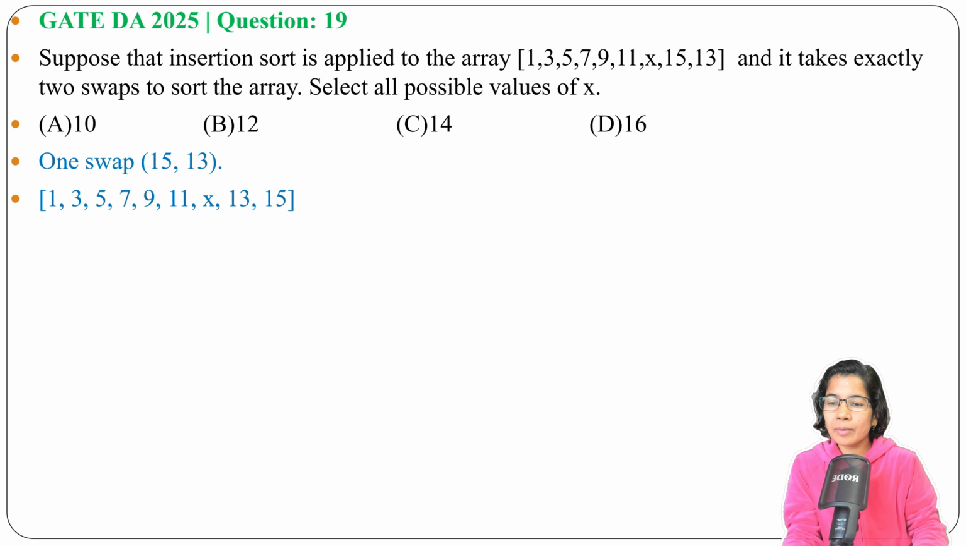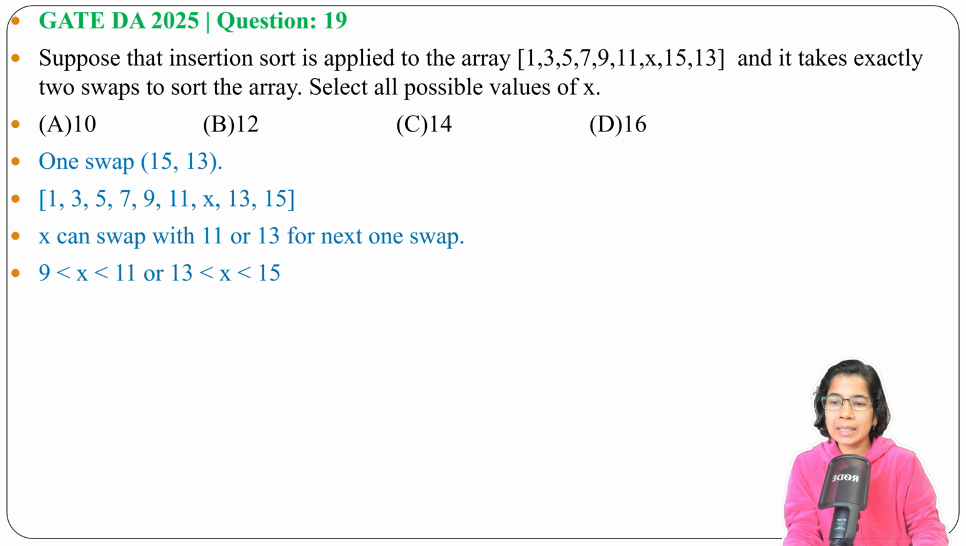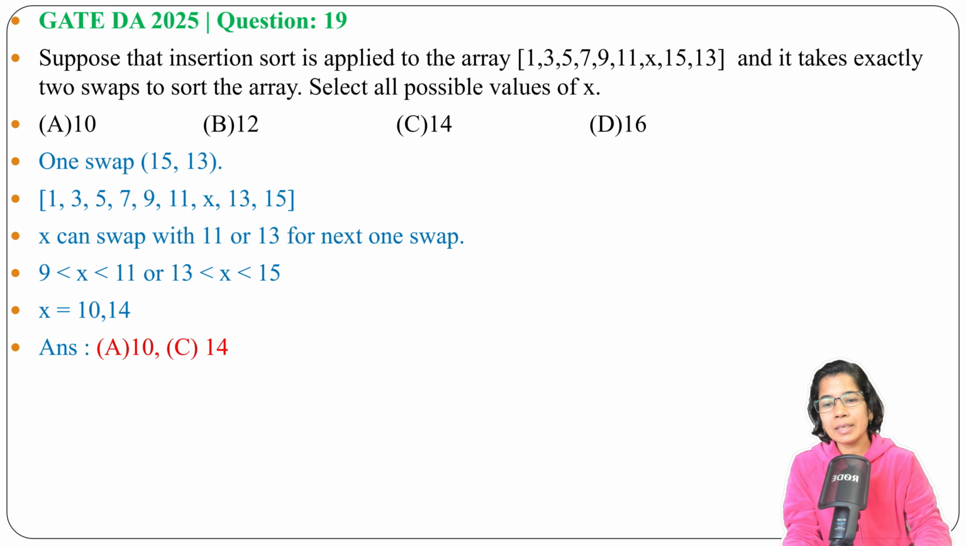So the answer can be option A or option C. It can be either 10 or 14. In the question it is asking to select all possible values of x.